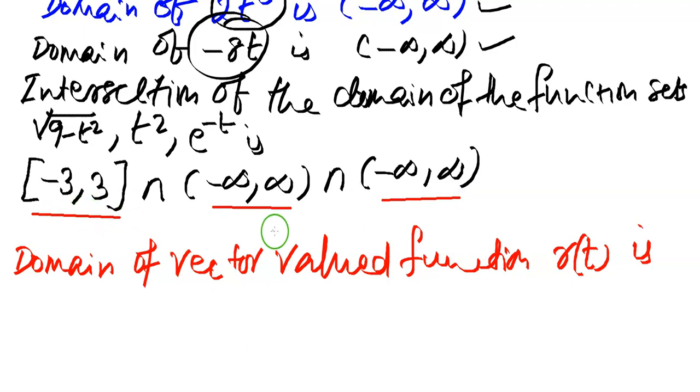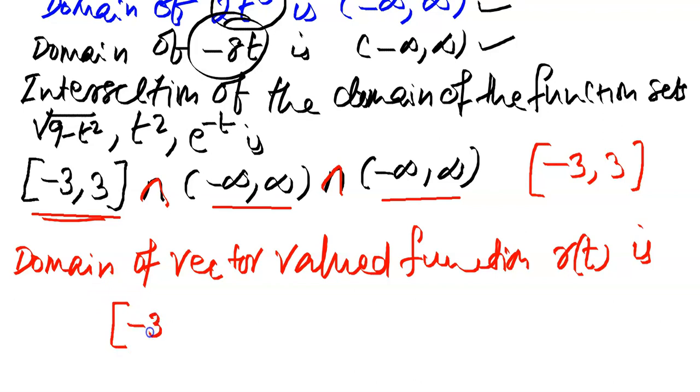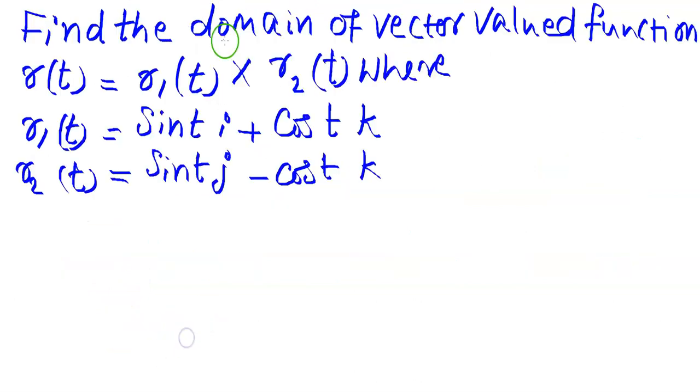What is common in all three, that is what we call the intersection. What is common in all three is minus 3 to 3. The domain of the vector valued function is minus 3 to 3. Next question.